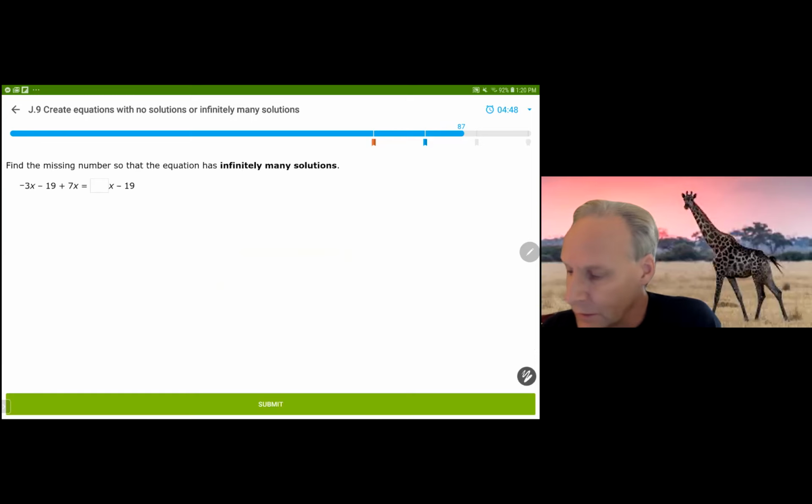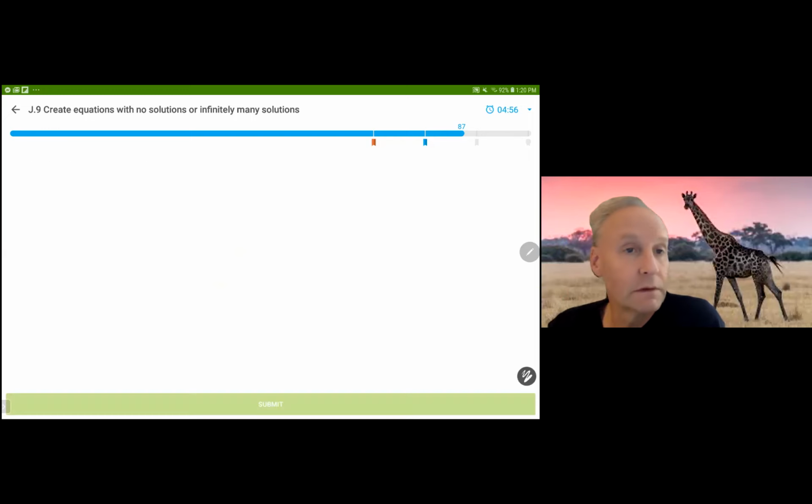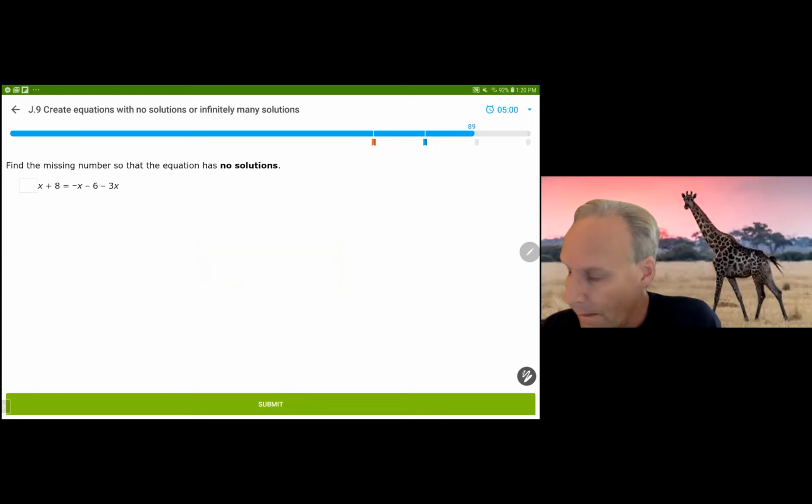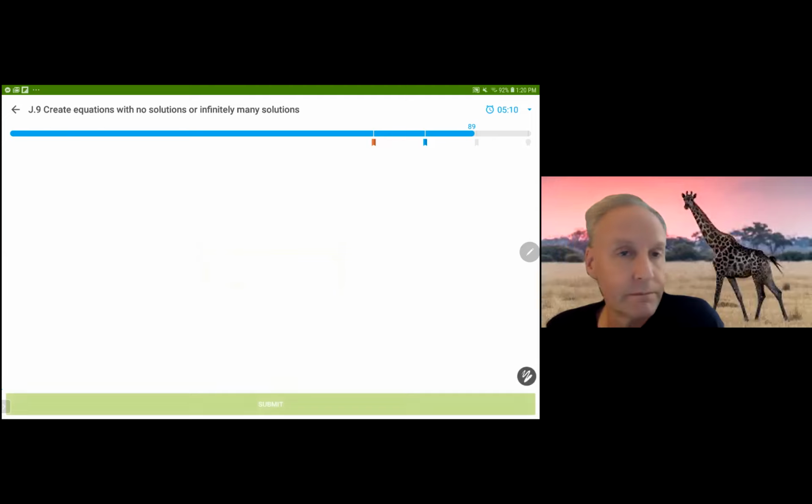We want our coefficients to match, so it looks like we need a 4 there, possibly. And that will have an infinite number of solutions, because it'll be an identity. This one will have no solutions if we put in a negative 4x, because then the coefficients are the same, but the numbers or constants are not.